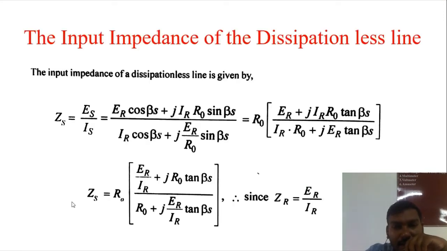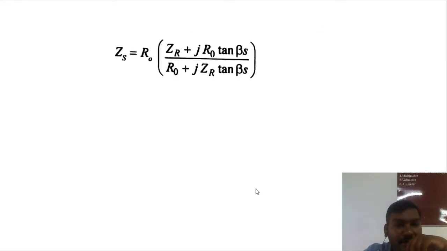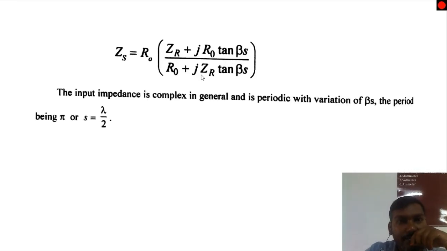This Er by Ir can be replaced by the Zr value. So here we can write Zs is equal to R0 into Zr plus j R0 tan beta s divided by R0 plus j Zr tan beta s.